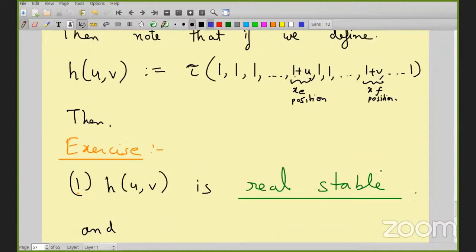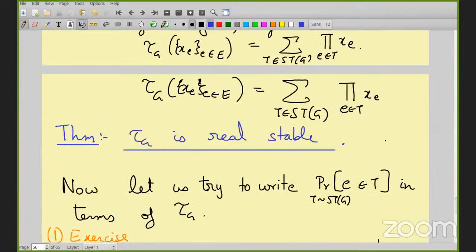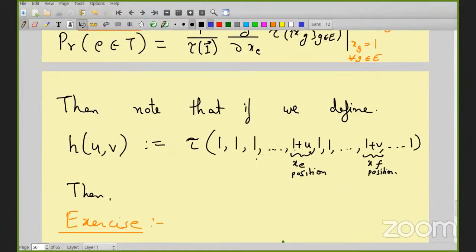So the first claim is that H of u, v is also real stable. Why is that? So I assume that tau is real stable. Oh, you're assuming tau. So you're substituting a real number at each step, and then there's this issue of translation. Translation also preserves it, right? So then.